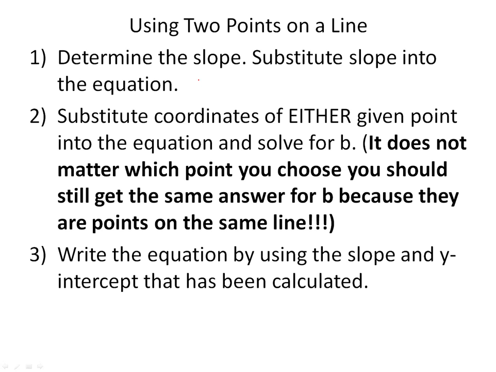So the first thing that we have to do when we're using 2 points is to find the slope with those 2 points. As we know, when we find a slope given 2 points, we use our slope formula, which is y2 minus y1 over x2 minus x1. Once we figure out our slope, we are going to use that in our equation, and then we're going to substitute the coordinates of either of the given points into the equation and solve for b. Again, it does not matter which point you choose, because you should still get the same answer for b because they are both points on the same line. Finally, you're going to finish by writing the equation using the slope and the y-intercept that have been calculated.